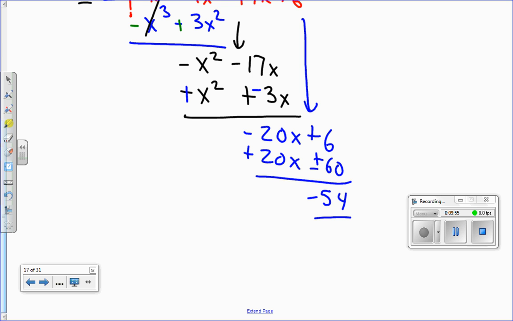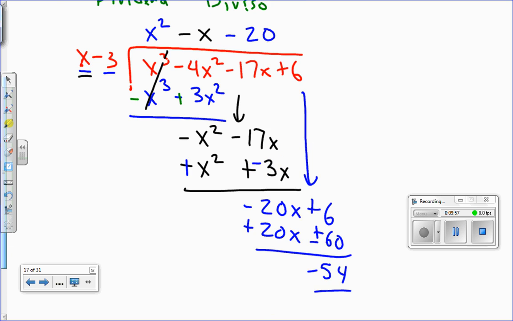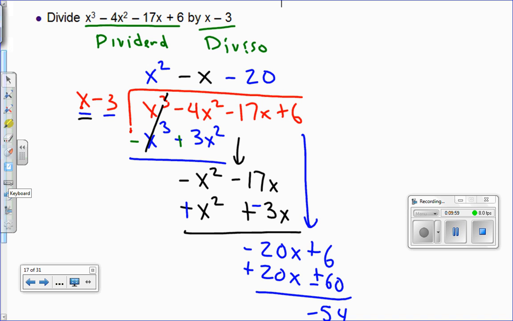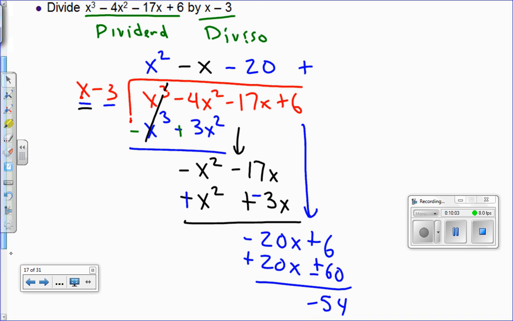So the way we're going to write this answer is we're going to take the quotient and add to it the remainder divided by the divisor, so negative 54 over x minus 3.